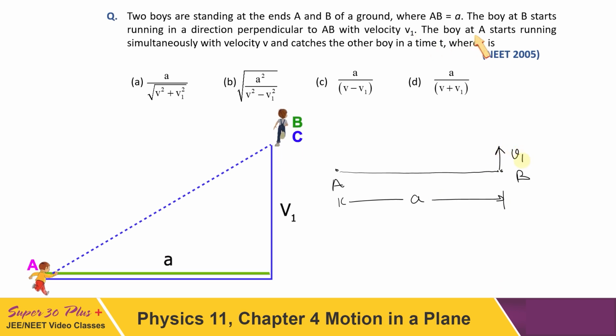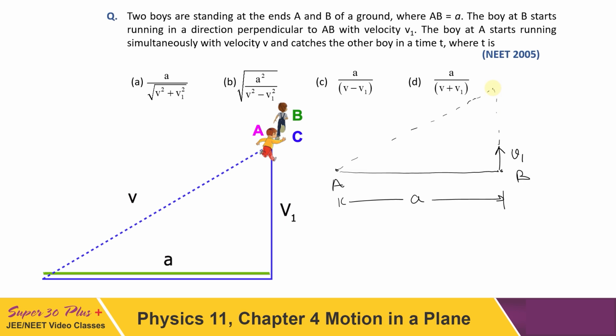The boy at A starts running simultaneously with V and catches the other boy in a time t. It is not clearly written here what the direction of running of A is, but as it seems from the language of the question, he has to chase the other boy. So it should be in a direction so as to reach, after time t, the point where boy B has reached in time t.